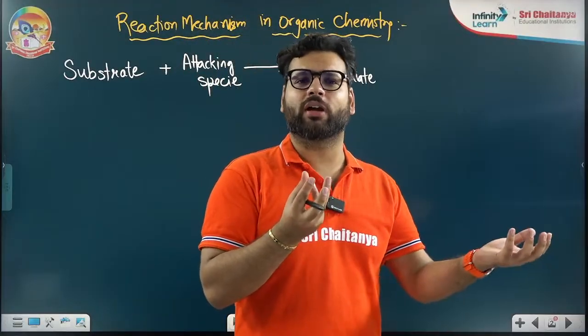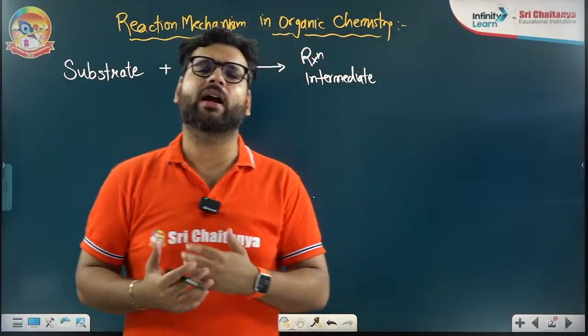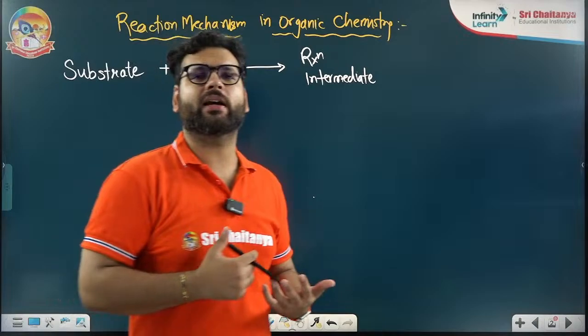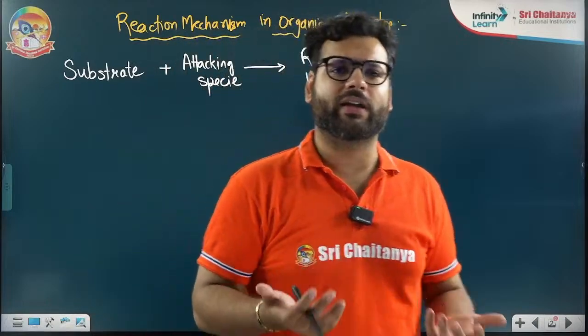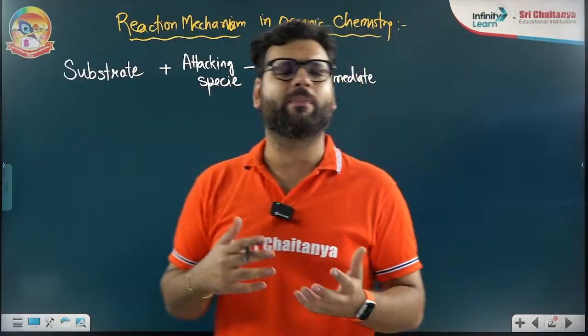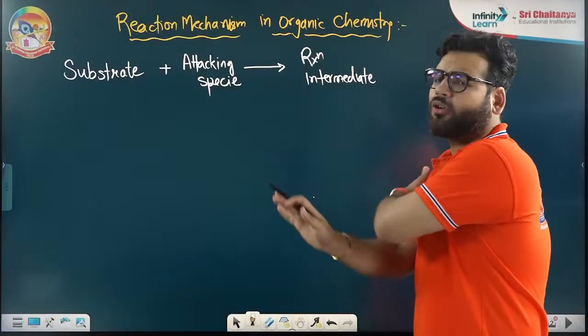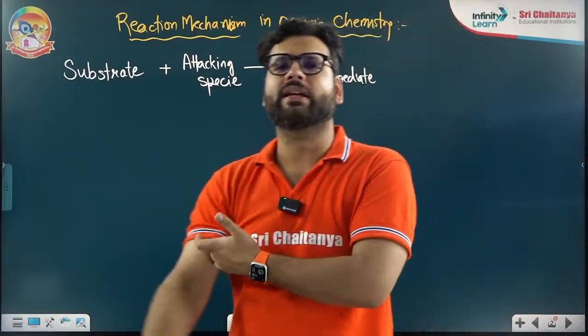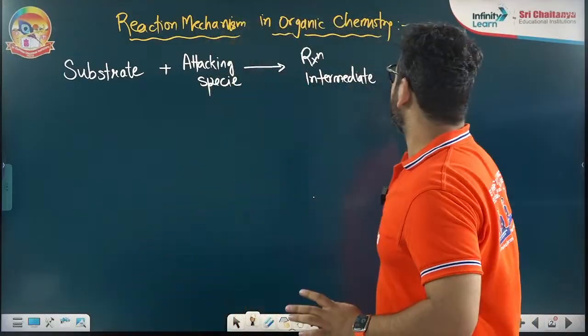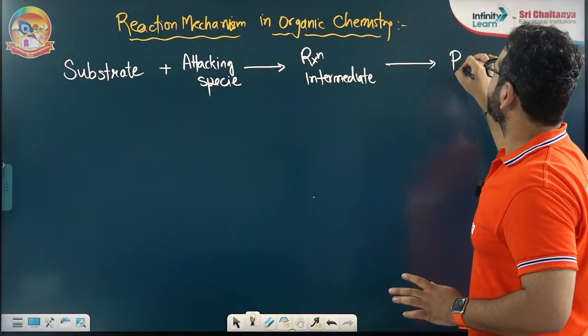not your final product, but it is an electron deficient or electron rich species, something like a carbocation, a carbanion, or a free radical. Three types of intermediate we will study. Others are also there, like carbene, benzyne, nitrene. So this is what a reaction intermediate is. This is not the final product. Intermediate means in between the reaction it is formed. Then some new bonds will form and you will get your product.